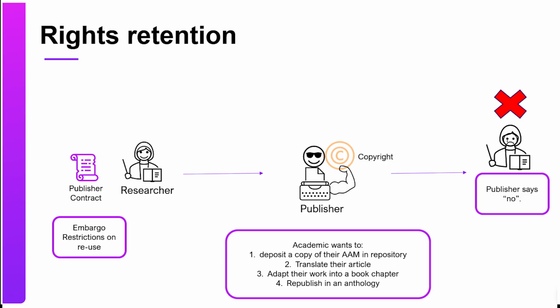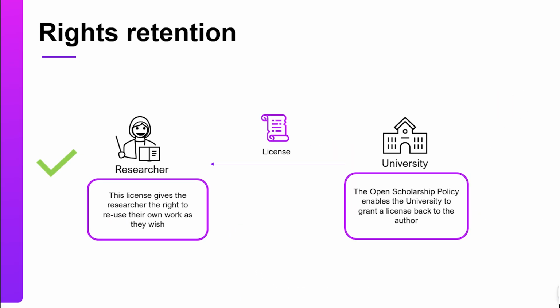Now, this has an impact when the author wants to do things like deposit a version of their manuscript into CURATE, or republish their work in an anthology, or translate their article into another language. They would have to ask the publisher to do these things, and the publisher could deny them. However, because of the Open Scholarship Policy, the university is able to grant a license back to the author, which allows them to reuse, adapt, and distribute their work without needing to deal with the publisher. This is possible because of the policy's rights retention clauses.